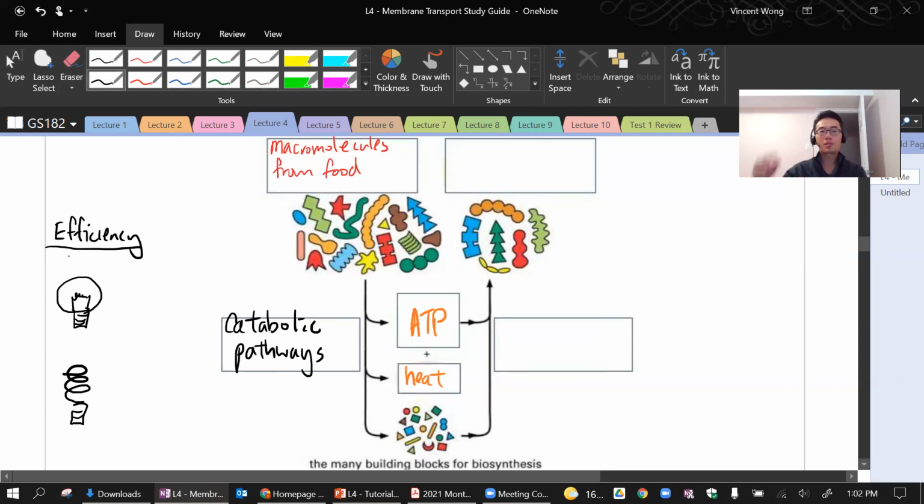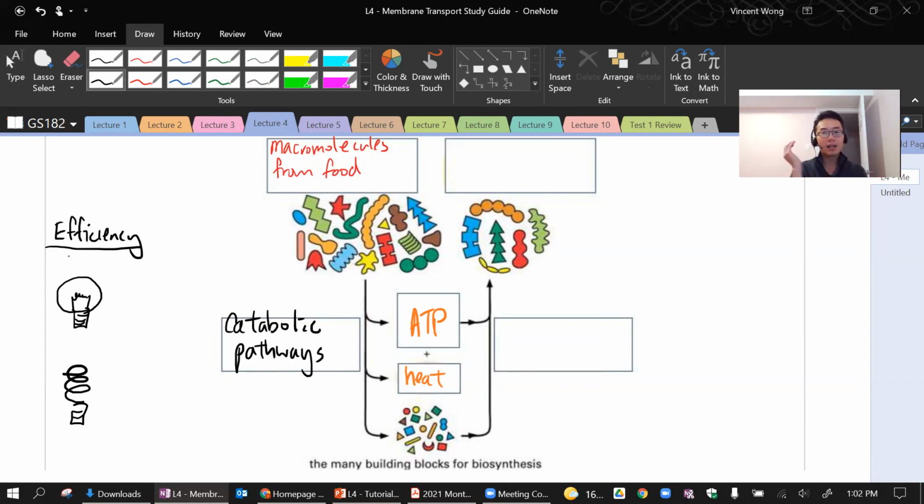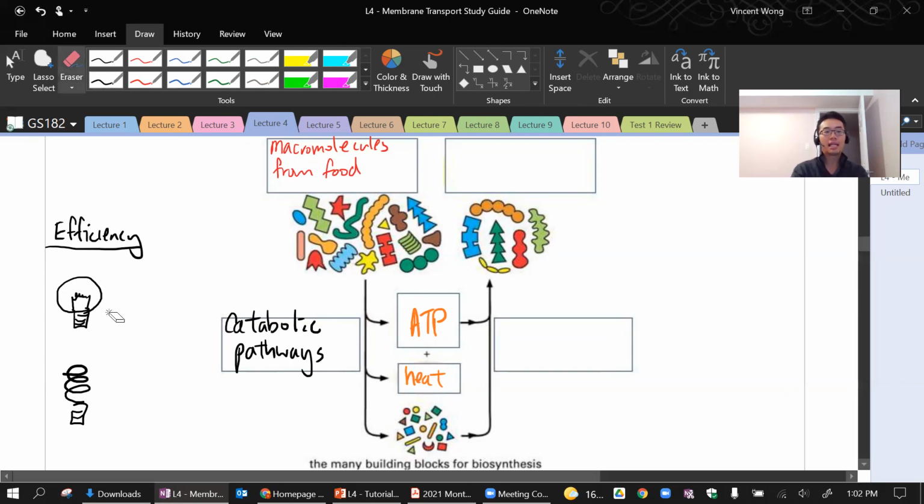The function of a light bulb is to convert electricity into light, okay? If it's 100% efficient at doing that, you should waste no energy, okay? But it's not efficient because rather than converting 100% of electricity into light, most of the electricity is wasted as heat. That's why if you touch the incandescent light bulb, it's hot, okay?